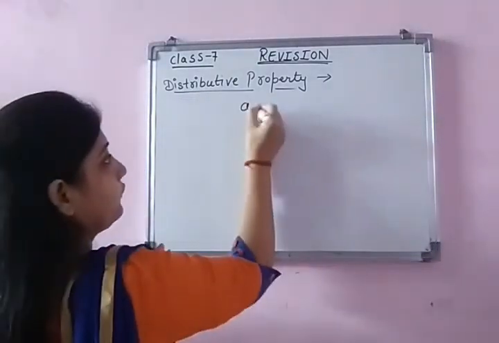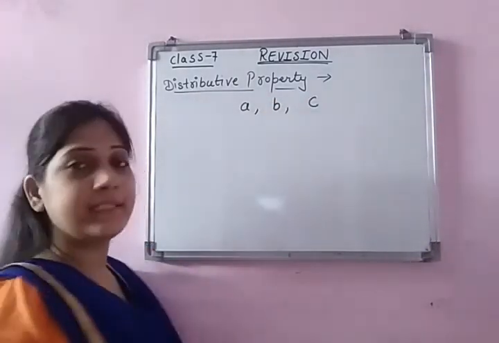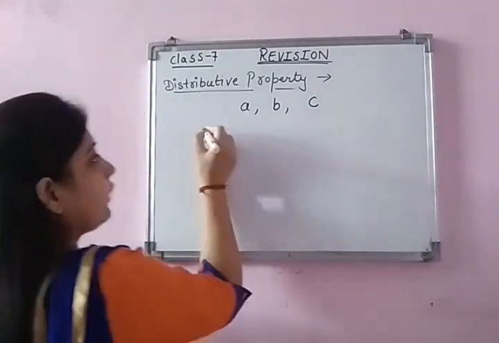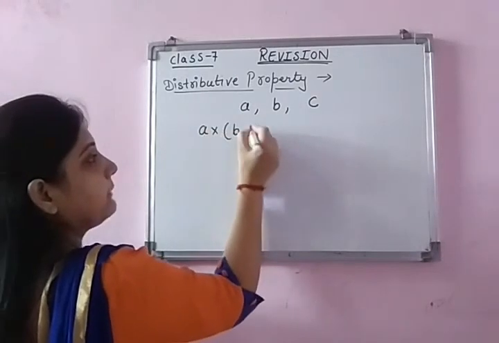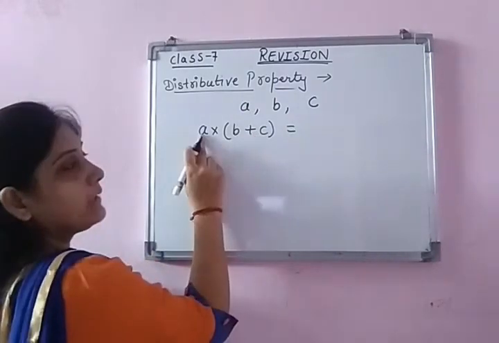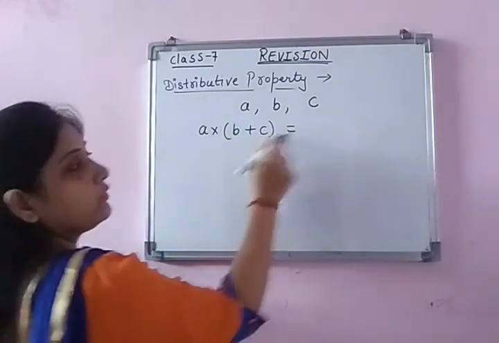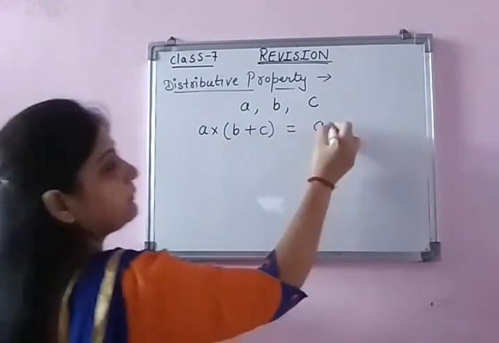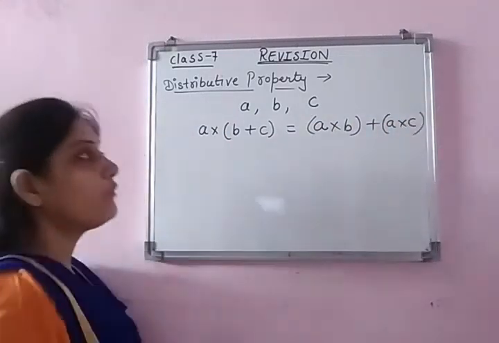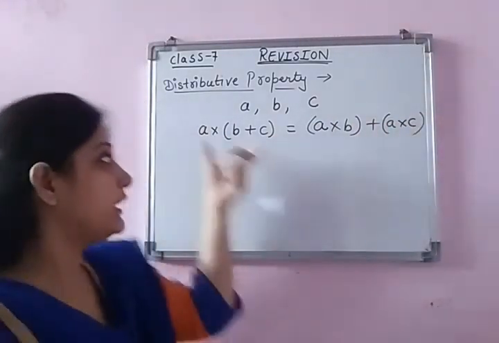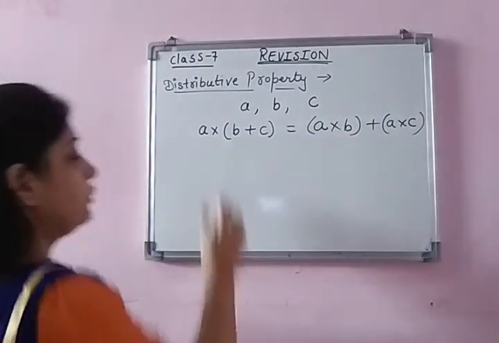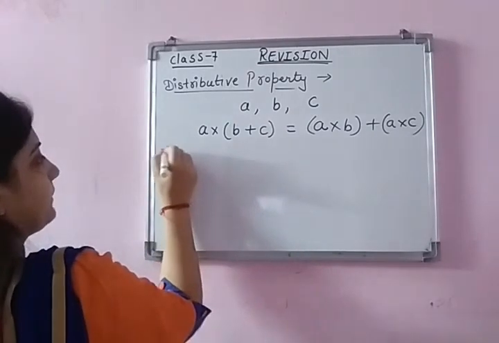If we have three integers a, b and c, and in your course it is about multiplication over addition, then a multiplied by (b plus c) means multiplication over addition. Whatever number is outside gets multiplied with both numbers inside. So a multiplied with b plus a multiplied with c. When you solve for any three integers, the solution of the left side will be equal to the right side. Okay. Now I am solving it with an example.